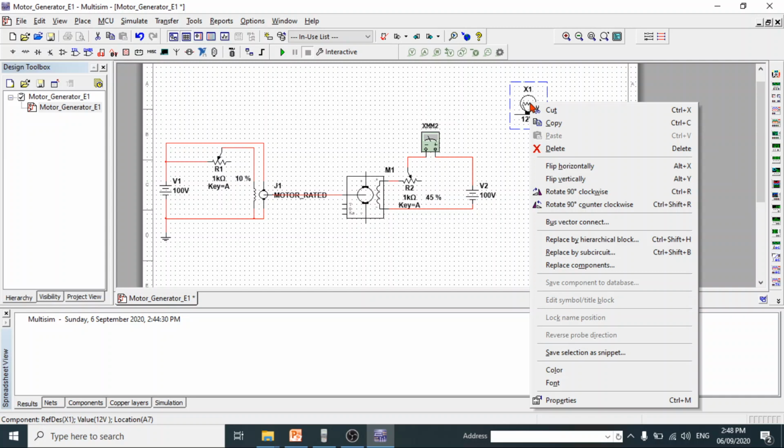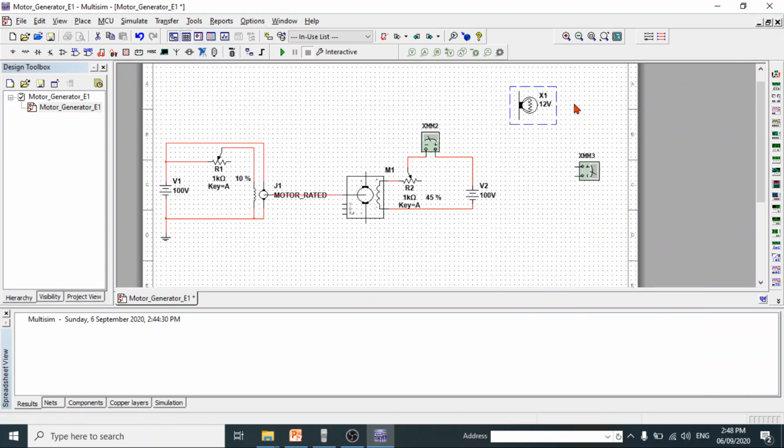So kindly right click and then rotate 90 degrees clockwise. Okay, and then you will have there the vertical position of the virtual lamp. So this lamp will be supplied by the voltage generated by the generator, at the terminals of the generator.